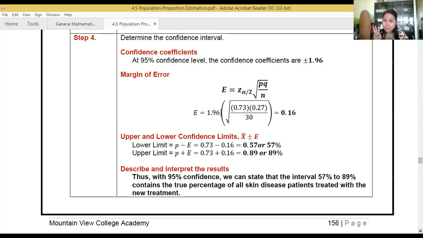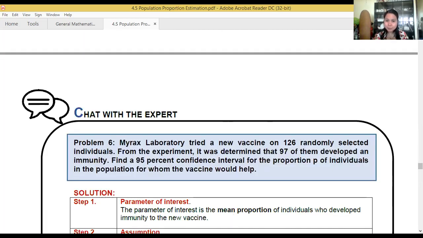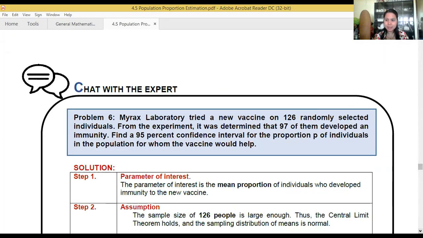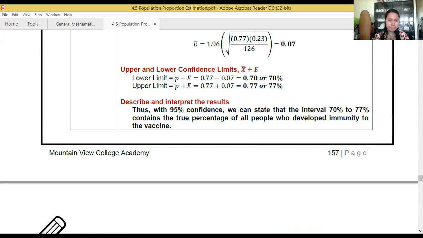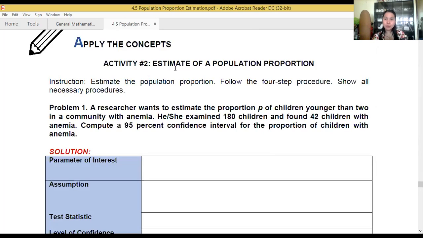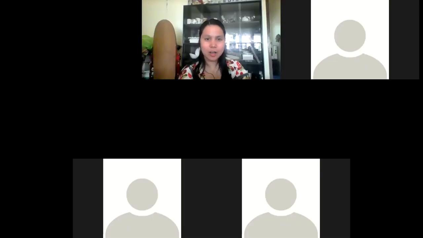Again, in your conclusion, be sure to state the confidence level, the parameter of interest, and the interval estimate. The next problem is very similar to the previous problem. Let me check on, and here's your activity 2 for today. So for today, you'll have activities 1 and 2. That's due next meeting on Wednesday.